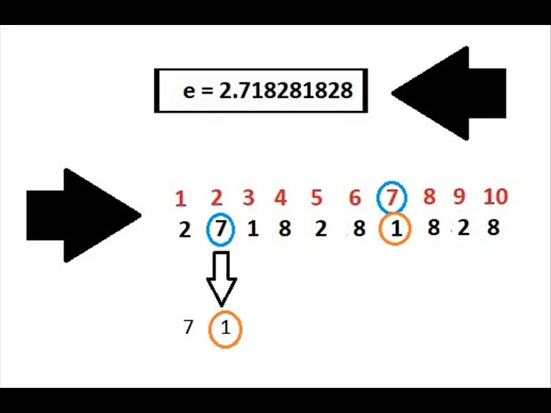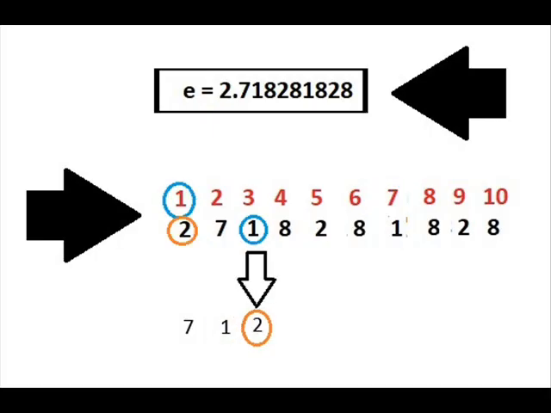For the second place, one has number 7. One has to check index 7. Index 7 has the number 1. So the number we want to extract is 1. For the third place, one has 1. So one has to go back to index 1 and extract the number 2.